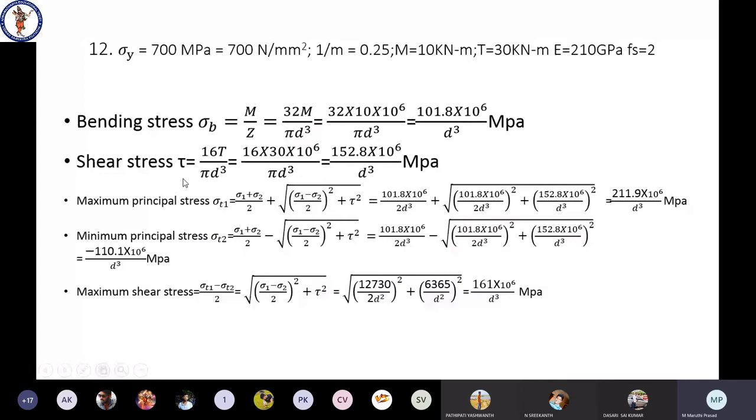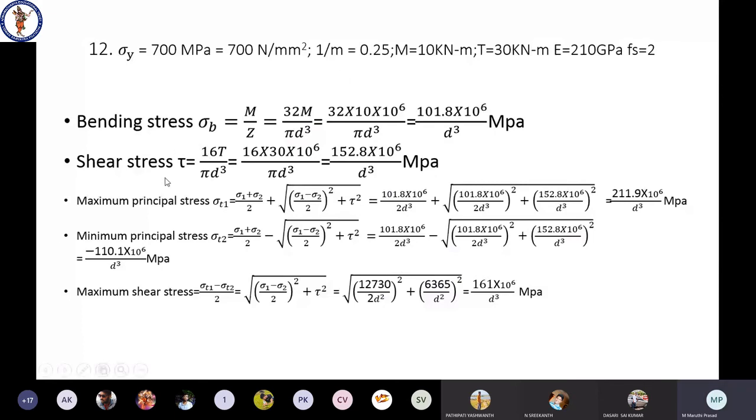Then we are calculating the shear stress. Shear stress is calculated by using the torsion equation T by J equals tau by R. So tau is equal to 16T by pi d cube. Substitute all the values in the equation, and by simplifying, you have tau equals 16T by pi d cube. T is given as 30 kilonewton meter, converted into Newton millimeter, right? And by simplifying it, it is 152.8 into 10 power 6 by d cube megapascal.